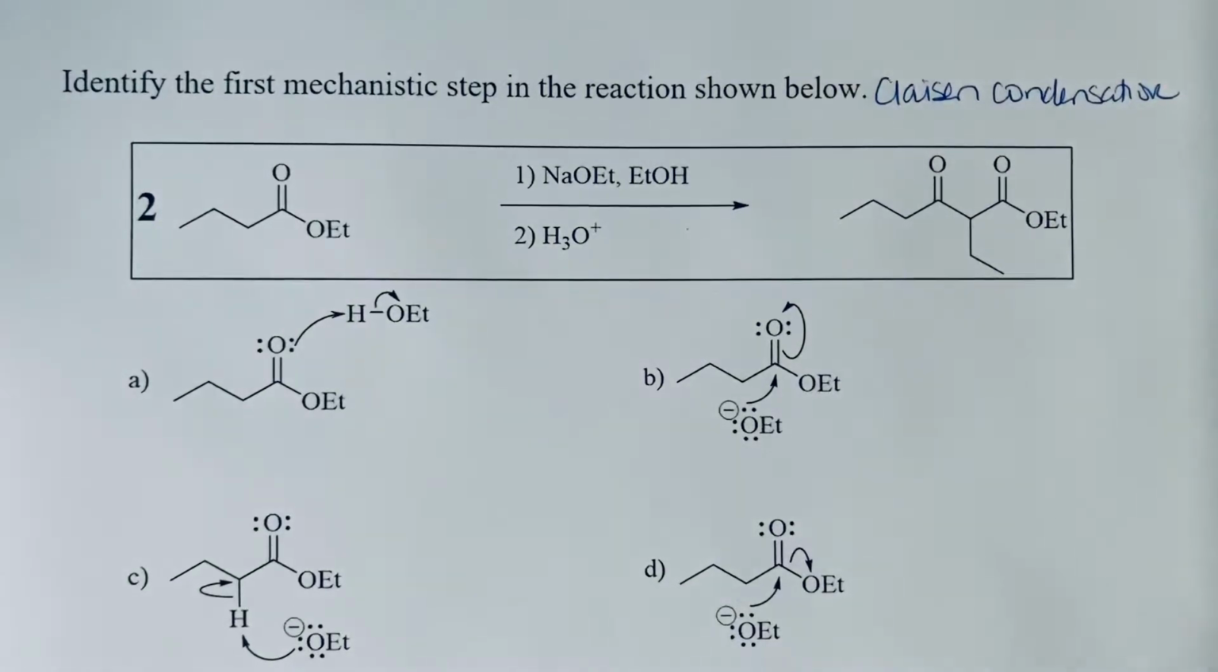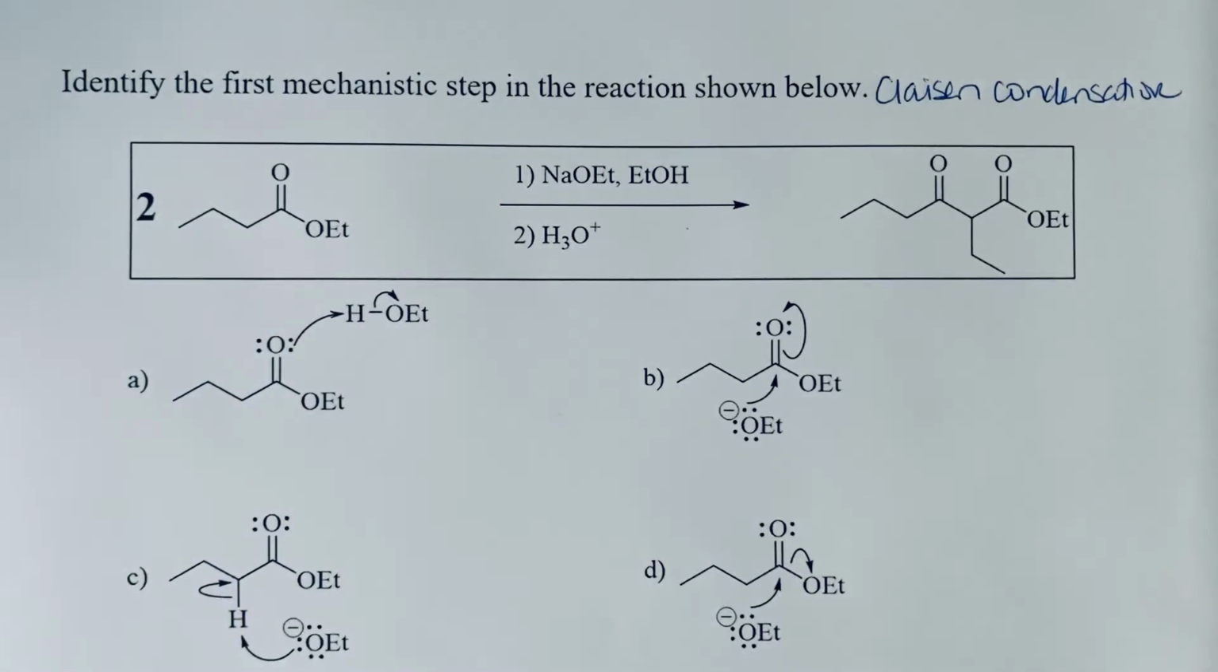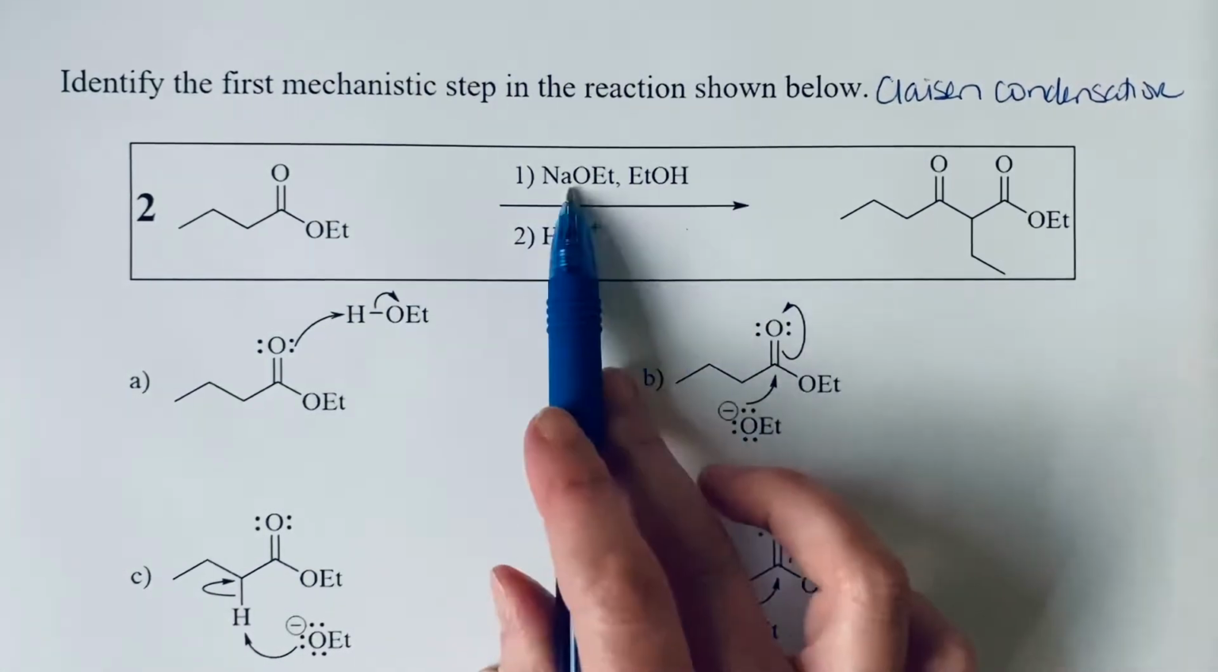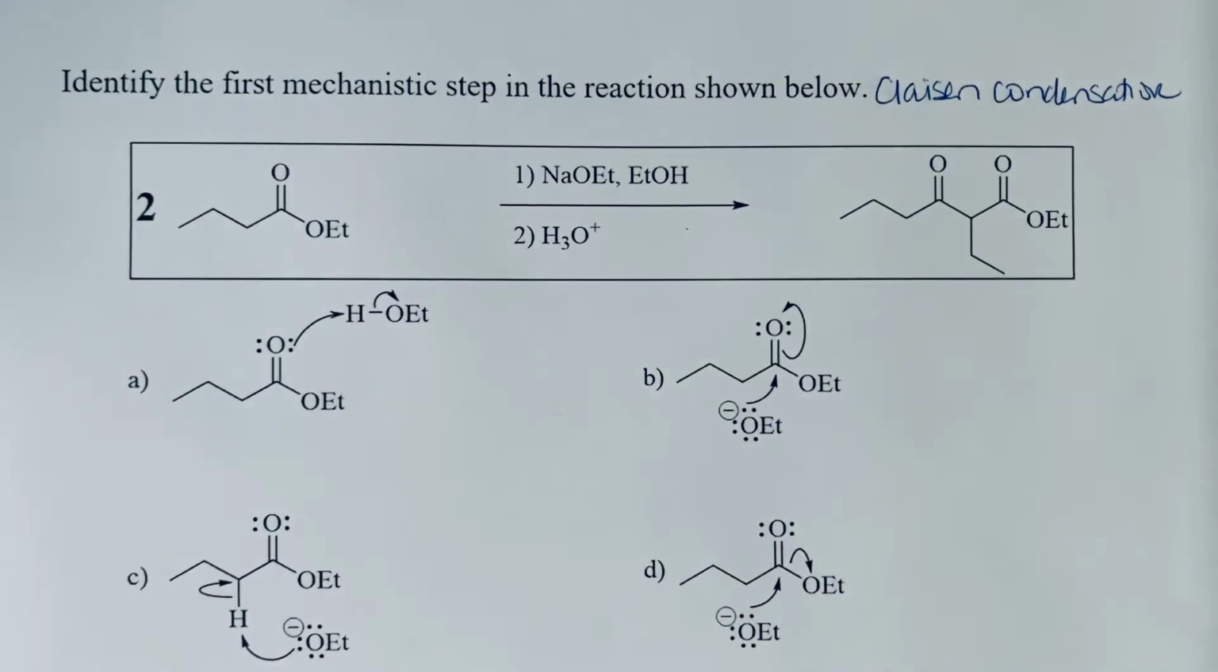And so in order to bring together two equivalents of an ester, you need to convert some of this starting ester into a nucleophile, and you need to leave some of it alone as the electrophile. And so that's what we're doing in this first step, is we're going to be converting a small amount of this ester into the enolate.